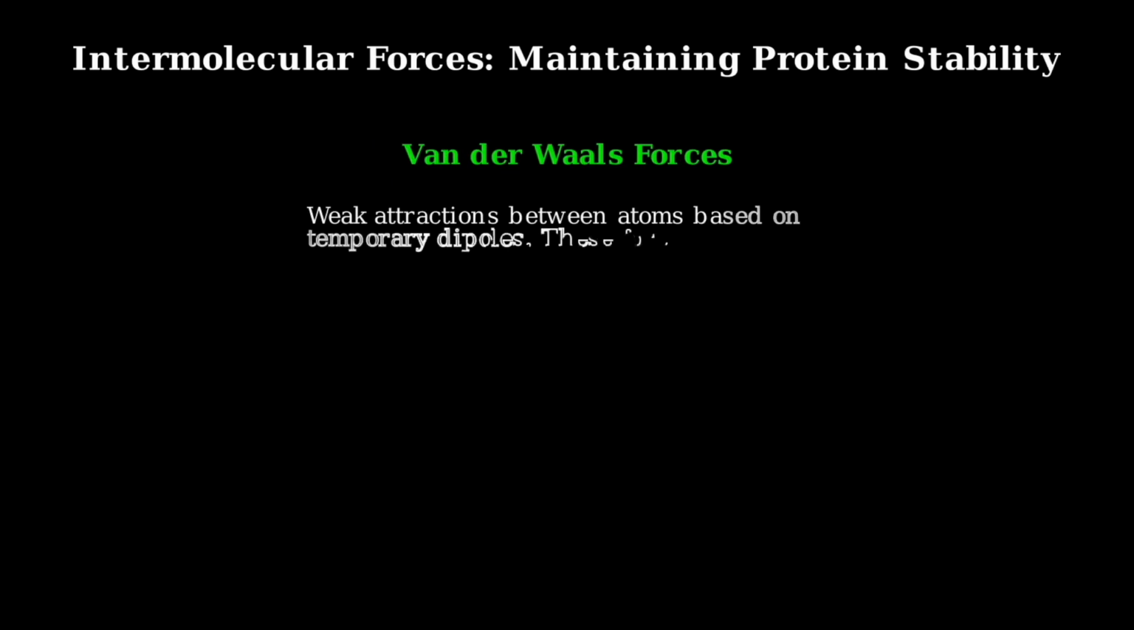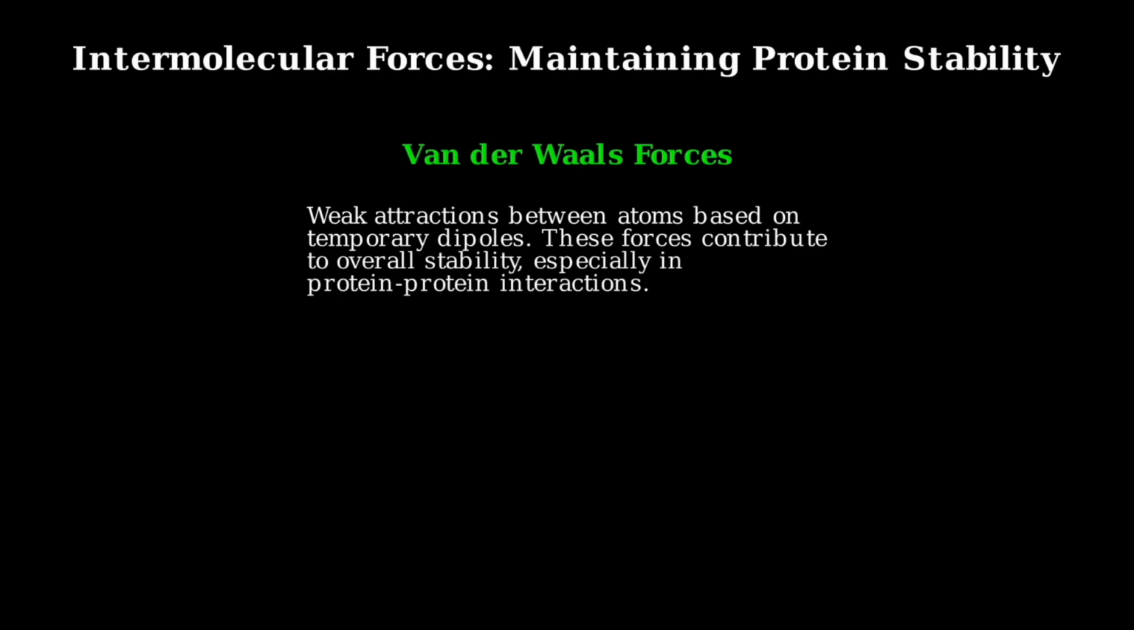Van der Waals forces are weak attractions that occur between atoms due to temporary fluctuations in electron distribution, creating temporary dipoles. Although individually weak, these forces become significant when many atoms are in close proximity. In proteins, they help stabilize interactions between amino acid side chains and contribute to the overall structural integrity.